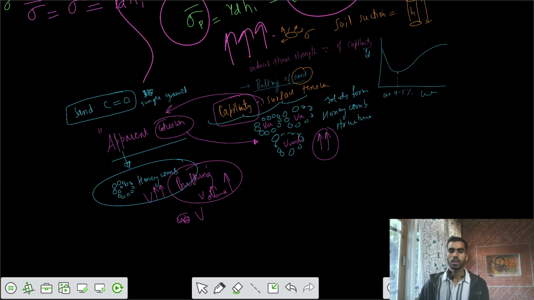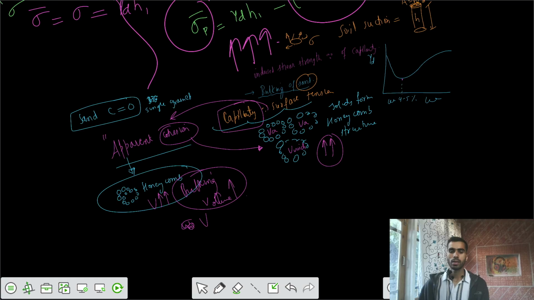So, did you get it? Why is this gamma d getting decreased? We have all those concepts merged together because of this capillarity effect. So let's try to revise what's happening here. We have the bulking of sand, and this is actually because of capillarity, and capillarity is because of surface tension.